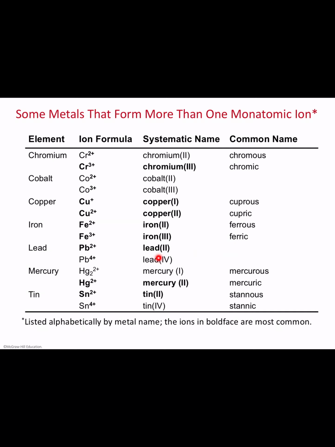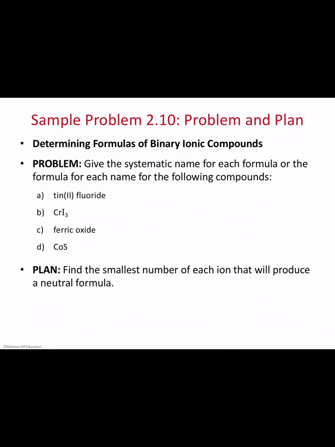Iron Fe2 plus, Fe3 plus, iron 2, iron 3, ferrous, ferric. And lead Pb2 plus and 4 plus, lead 2, lead 4, plumbous and plumbic. And mercury can be 1 and 2, mercurous and mercuric. And tin could be plus 2 or plus 4, stannous, stannic. So if it involves an element, mainly in the transition elements, that has more than one charge, when you are writing the name, you have to represent which charge you are referring to. So you have to write the charge in parentheses like this, in Roman numerals. Okay?